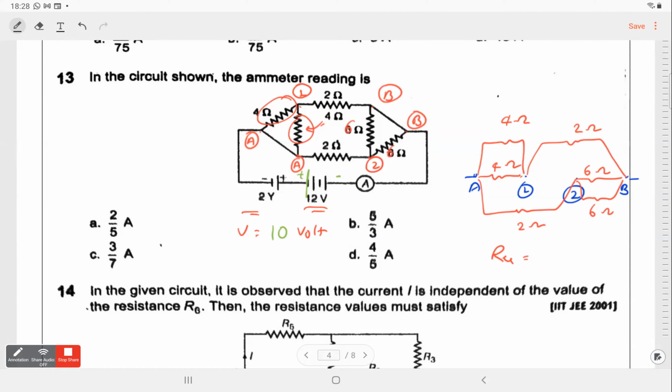Which option is matching? What is the total resistance of this circuit? Navya, what is the total resistance? Again, I think that something is wrong.